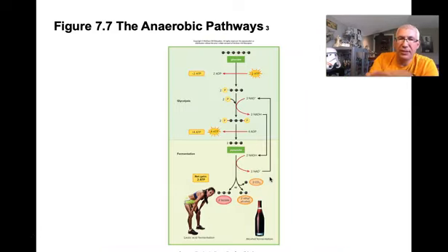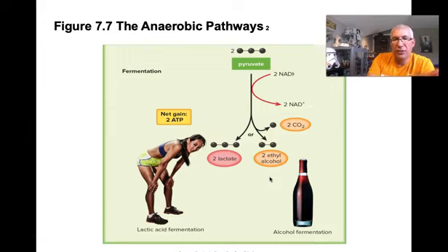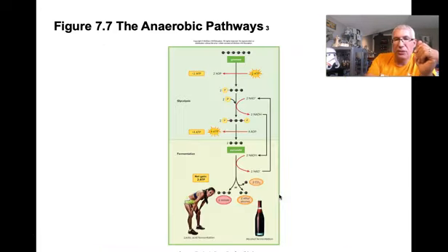And again, this is getting into a lot more than we need to know. I think the big takeaway is anaerobic. There's no oxygen. It can lead to fermentation. It can lead to lactic acid buildup. In a person, you only get 2 ATP. Fermentation can also lead to ethyl alcohol and alcoholic fermentation, but again, there's only 2 ATP.